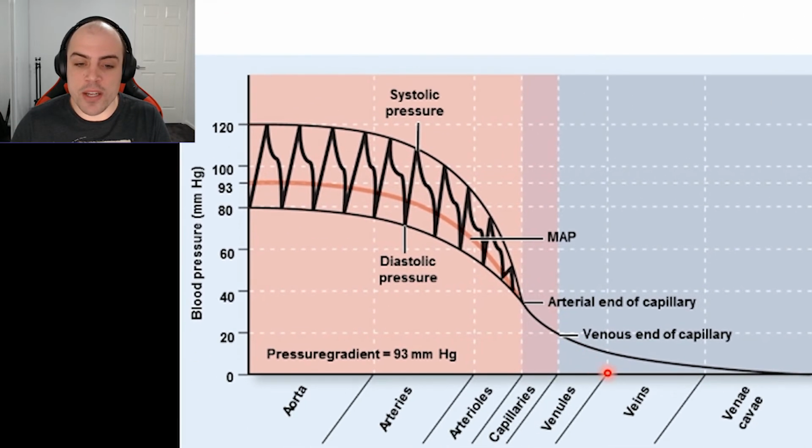Then, as we keep going through the venules, through the veins, we're relying heavily on those skeletal muscle pumps, on those valves that are inside of our veins to prevent that backflow of blood, to push the blood back up into the heart and to resume that circulation.